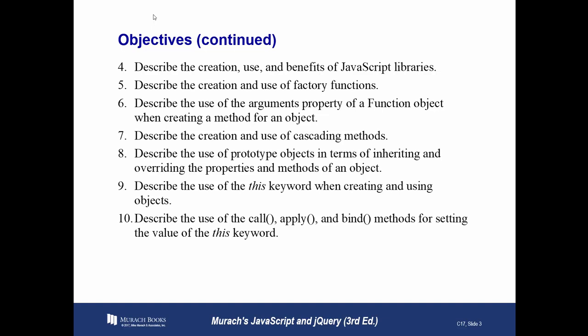Describe the use of the arguments property of a function object when creating a method for an object. Describe the creation and use of cascading methods. Describe the use of prototype objects in terms of inheriting and overriding the properties and methods of an object. Describe the use of the keyword this when creating and using objects. And finally, describe the use of the call, apply, and bind methods when setting the value of the this keyword.